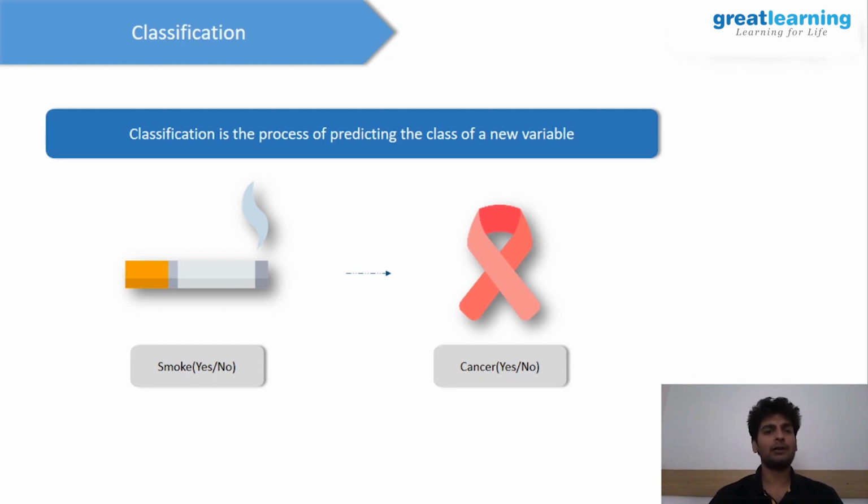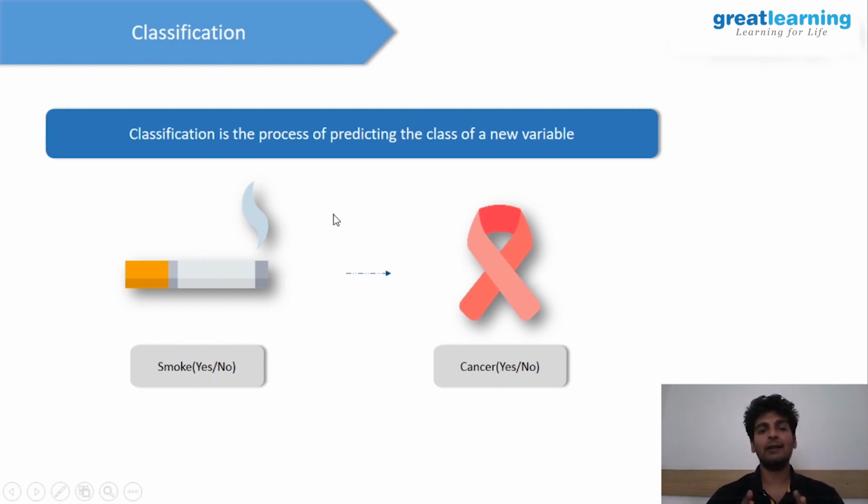So as you see over here, classification is basically the process of predicting the class of a new variable. Now let's take this example to understand classification better. So let's say we want to determine whether a person has cancer or not on the basis of whether the person smokes or not. So over here, whether the person has cancer or not would be the dependent variable, and whether the person smokes or not would be the independent variable.